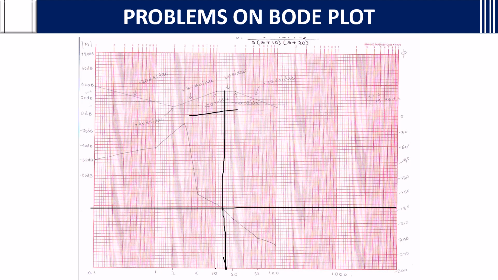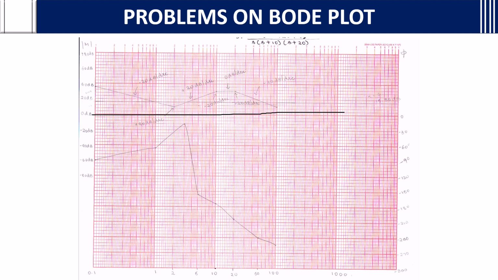In the same way, for the gain crossover frequency, you look where the 0 dB is. If you see here, there is no value crossing the 0 dB. So there is no gain crossover frequency over here.